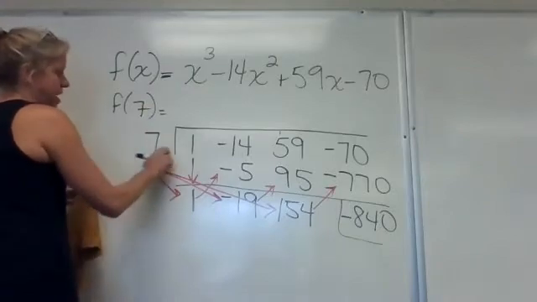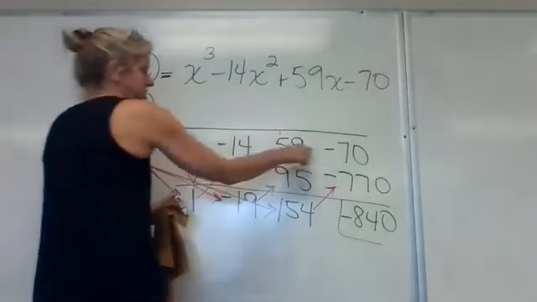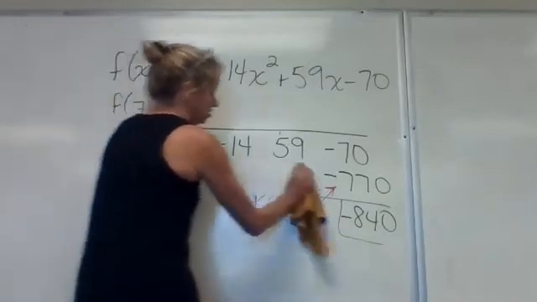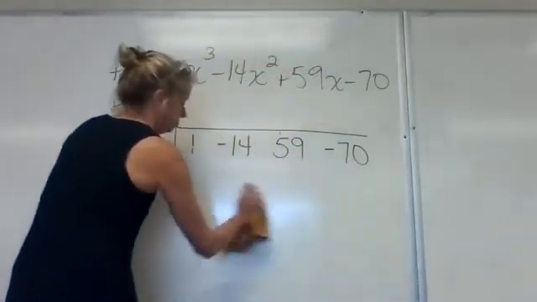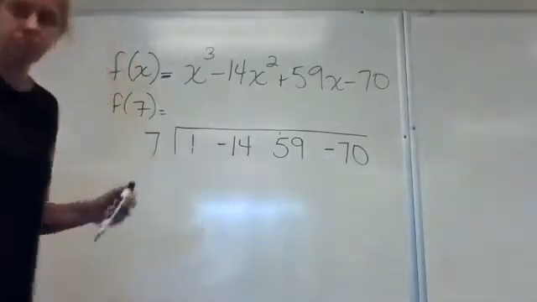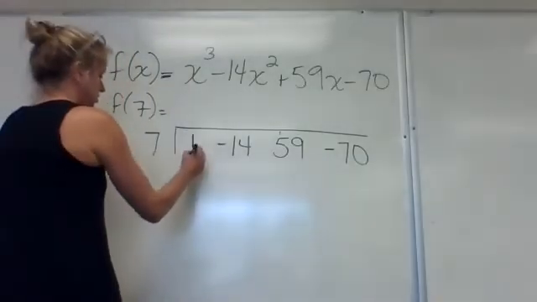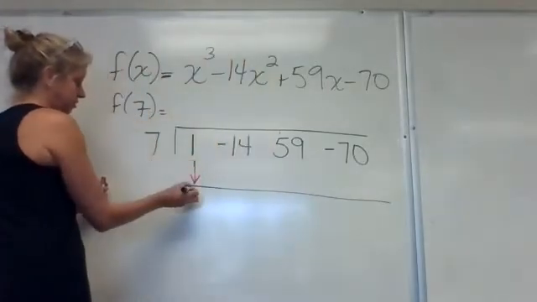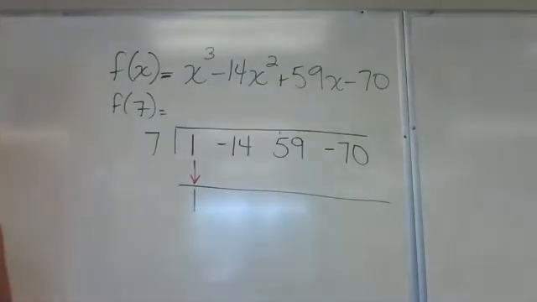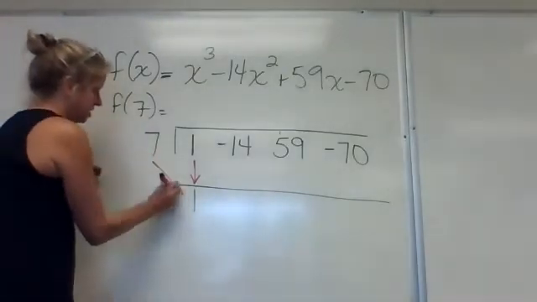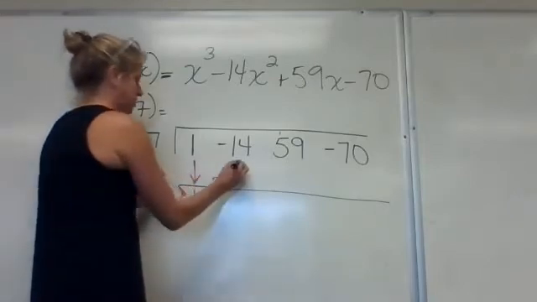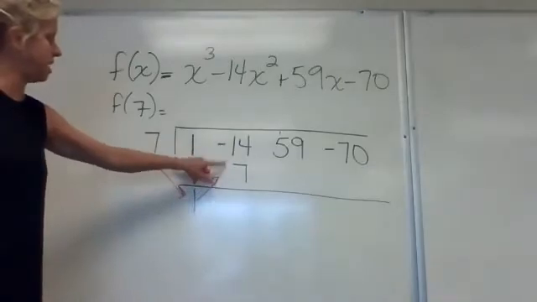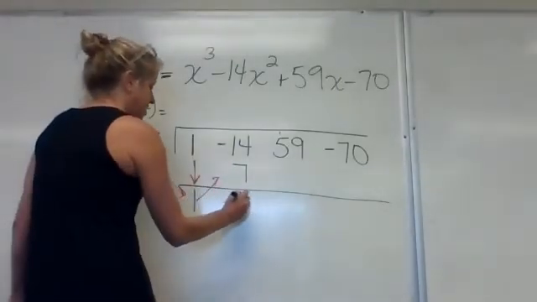So nothing's changing. I'm still using the same function, which means these coefficients are still the same. Starting off the same, just dropping down the 1. Start the process. 7 times 1 gives me 7. Combine it with the -14. -14 and 7 gives me -7.